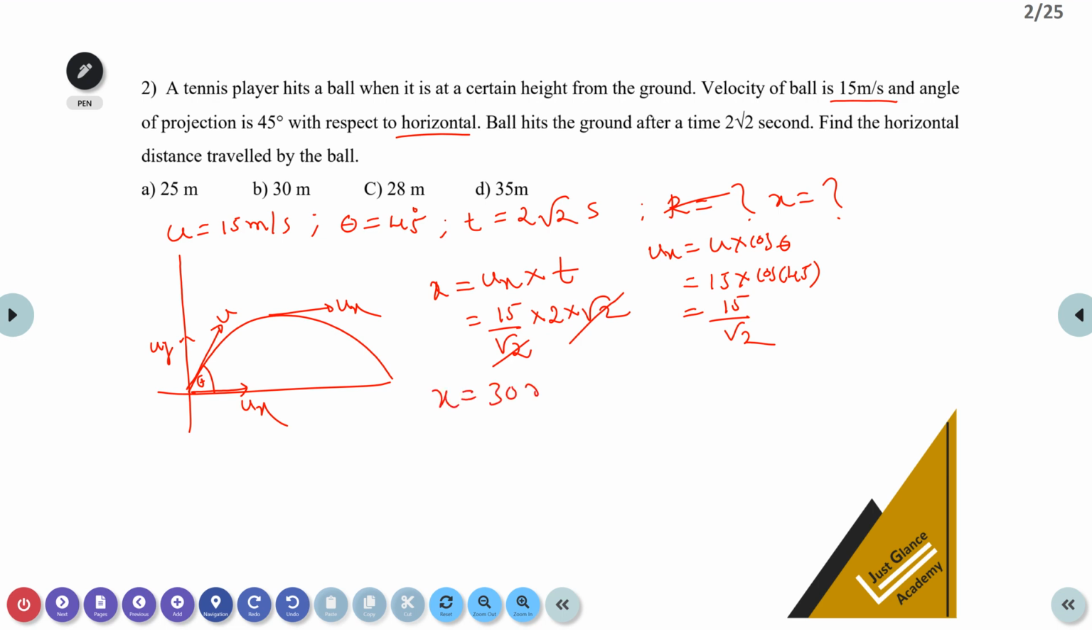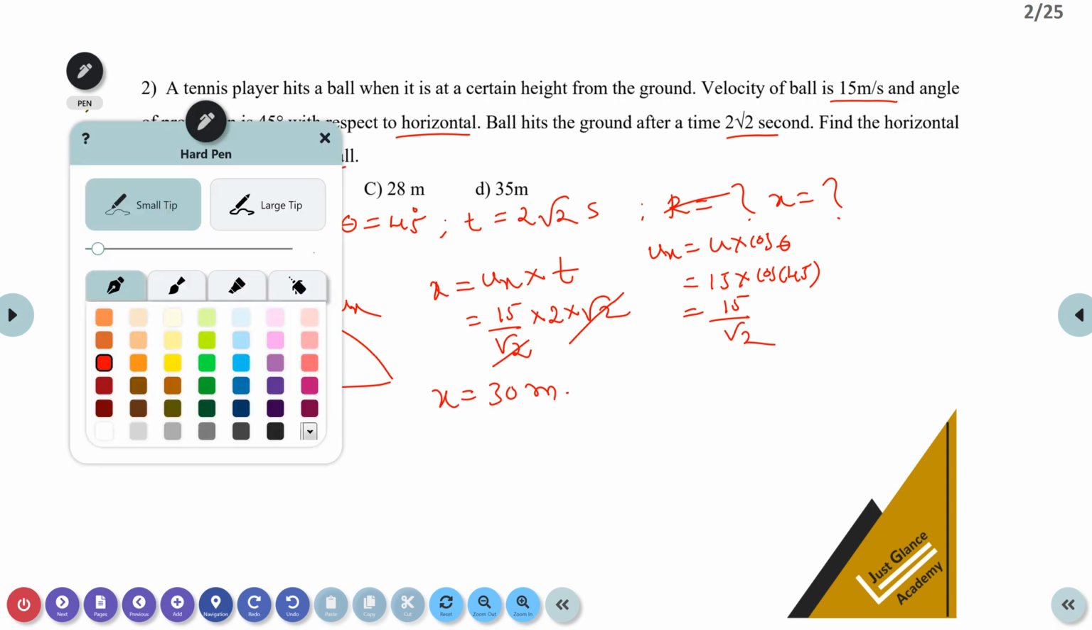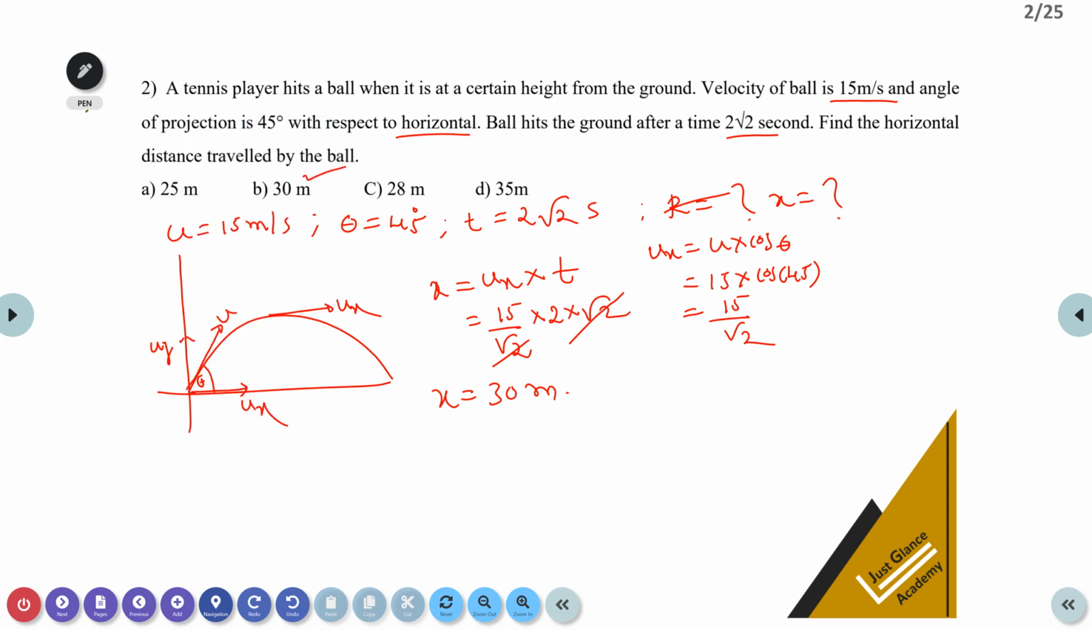Then x is equal to what? 30 meter. 30 meter is the distance traveled in the horizontal direction. Okay. He is asking not the range. What is the horizontal distance traveled in this direction? That horizontal distance, it may be this or it may be this. After time 2 root 2 seconds, find the horizontal distance. Next.